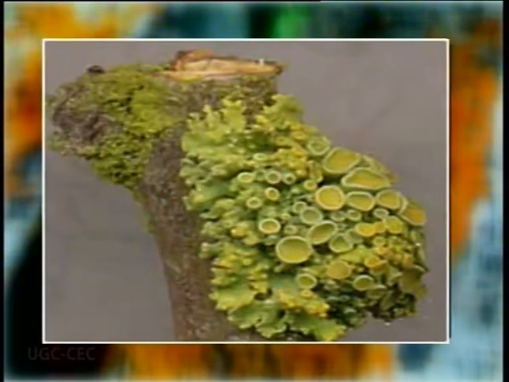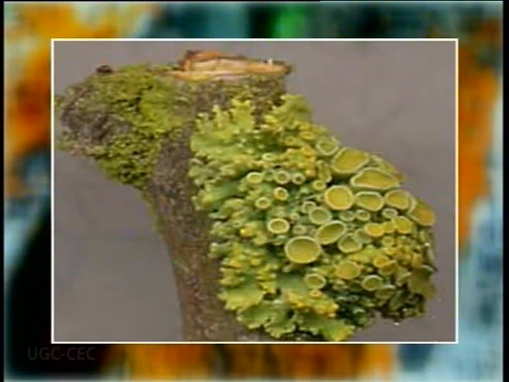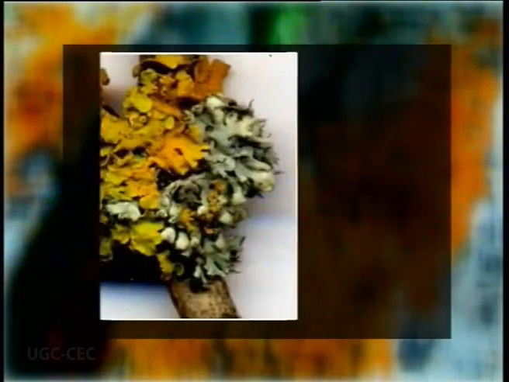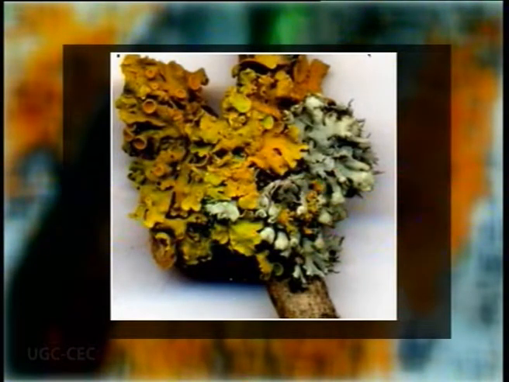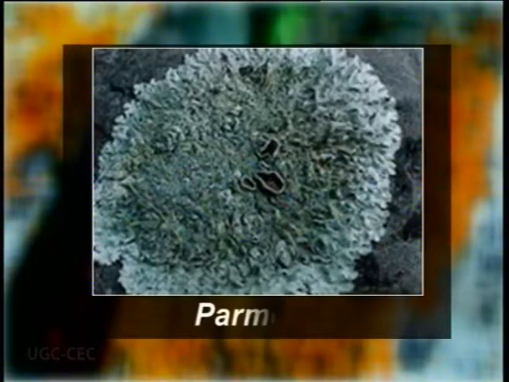Third category is foliose lichens. The thallus here is flat, leaf-like, well-branched, lobed, and attached to the substratum with the help of rhizoid-like rhizines. The external appearance is like that of wrinkled and twisted leaves. For example, species of Parmelia.